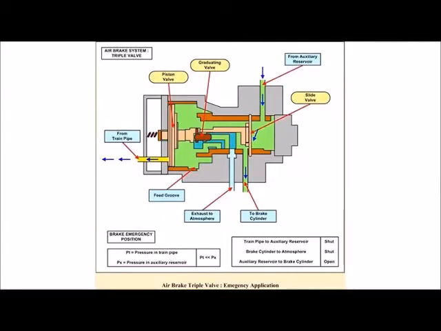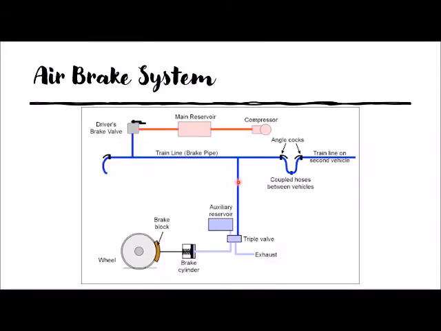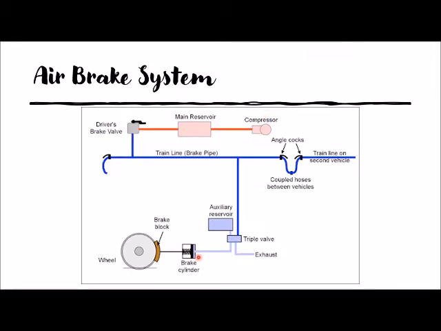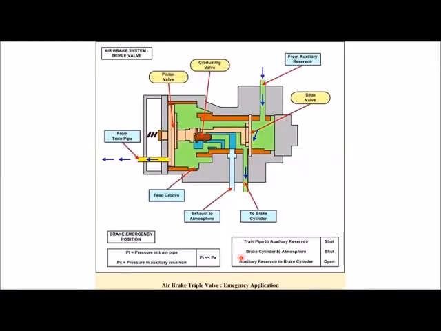Okay, this is the triple valve in detail. This is actually for the emergency application. You can just ignore the arrow here. This is a little bit inverted. First, this is from the train pipe, or we call it the brake pipe, and then one from the auxiliary reservoir. And next is the connection to the brake cylinder and also the exhaust. This is the exhaust and this goes to the brake cylinder.